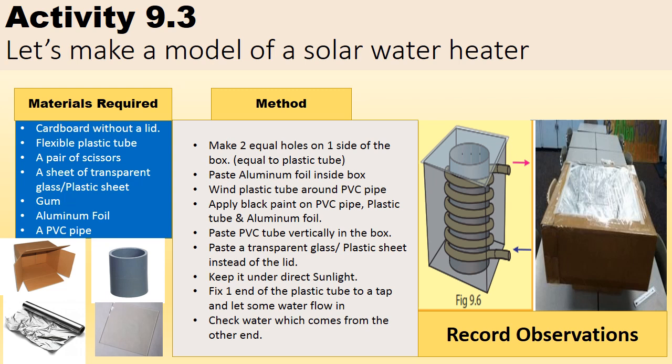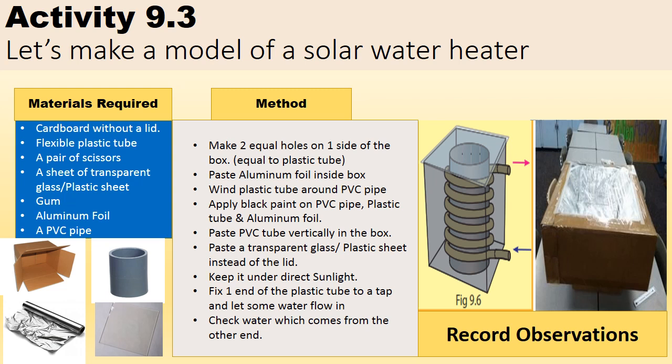Then after that, what you have to do is fix the PVC pipe on the cardboard box vertically, straight. That means you have to fix it very straight. Then you can paste the plastic sheet or the glass sheet instead of the cover lid of the cardboard box. Then you have to keep the model you made in direct sunlight until it gets heated.